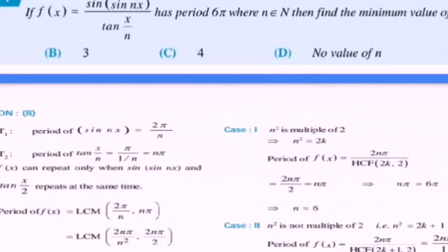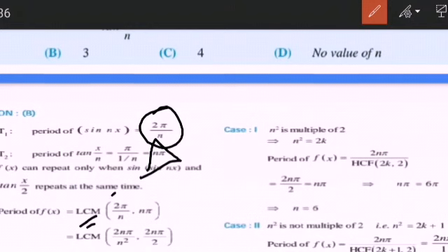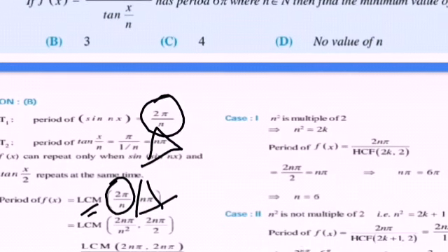So for the numerator you found the period is 2 pi/n, and in the denominator the period is n pi. So you have to take the LCM of the 2 pi part, 2 pi and n pi, right? And here the LCM is 2n pi upon n square, and you can make it 2n pi over n square, so LCM of 2n pi and 2n pi is 2n pi undoubtedly, and HCF is n square by 2.